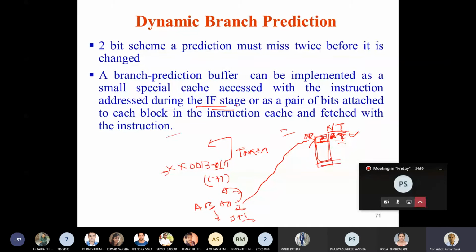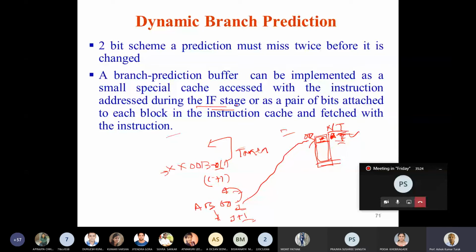The only problem is if the design is power sensitive, then we will be consuming power. In such a case, there has to be some other mechanism. But we are not looking at power sensitive systems. So when the instruction is fetched, or while accessing the instruction cache, you access the bits attached to the block. That is already being accessed.